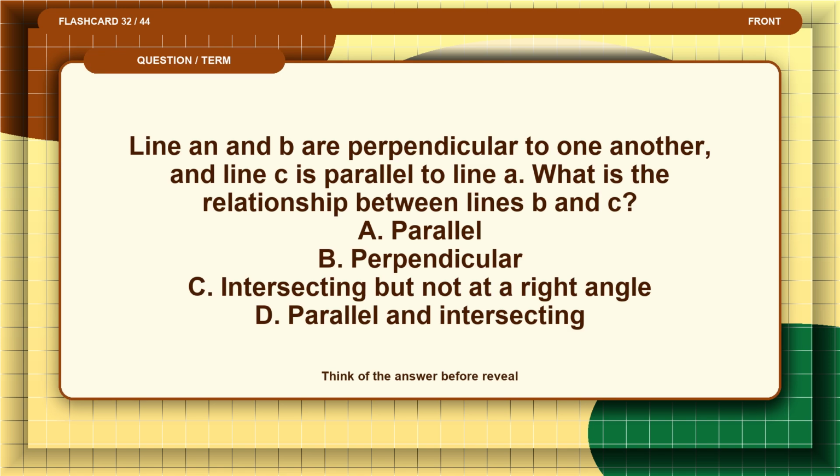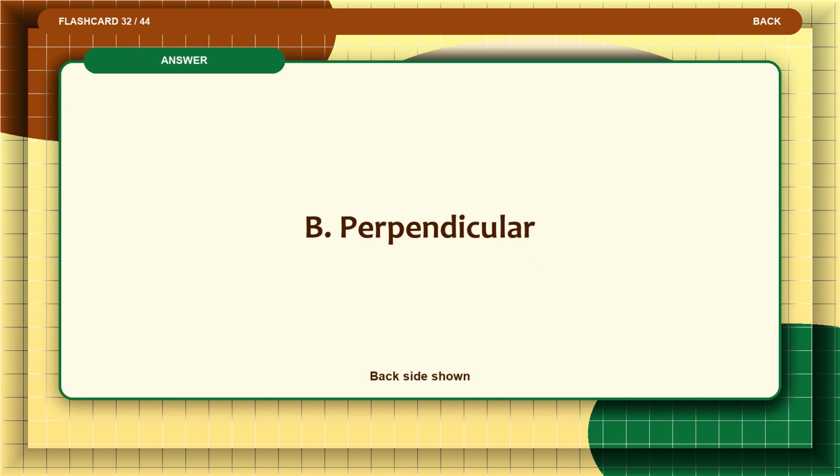Flashcard 32. Lines A and B are perpendicular to one another, and line C is parallel to line A. What is the relationship between lines B and C? A. Parallel, B. Perpendicular, C. Intersecting but not at a right angle, D. Parallel and intersecting. Think of the answer before the reveal. The answer is B. Perpendicular.